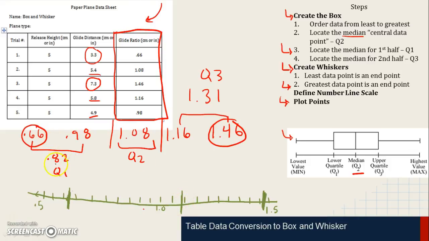Now the first quartile was 0.82. So here's 1, here's 0.95, 0.9, this would be 0.85, this would be 0.8. So it's a little bigger than 0.8, but closer to 0.8 than it is to 0.85. So maybe around right here. And then our last one is our upper quartile, and the average was 1.31. So we know this is 1.5, this is 1.45, 1.4, 1.35, and this is 1.3. So 1.31 is a little bit bigger than 1.30, so it's probably about right here.